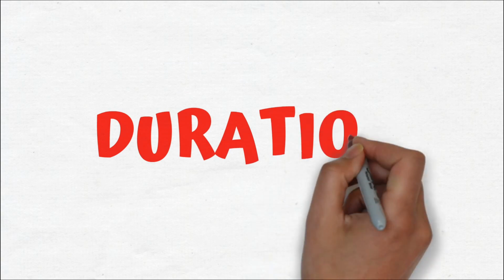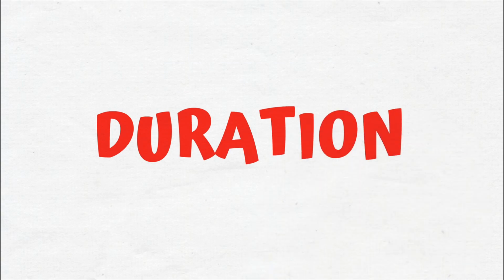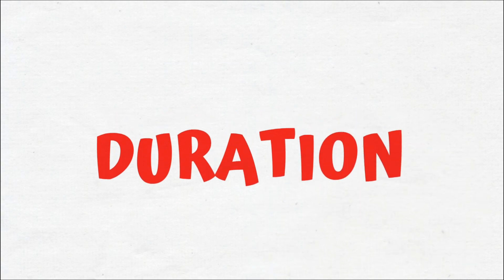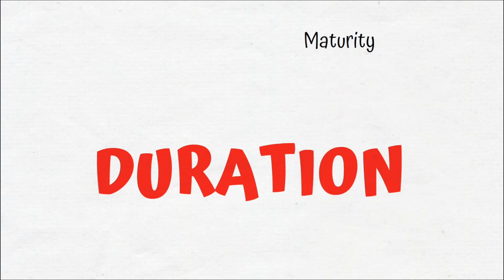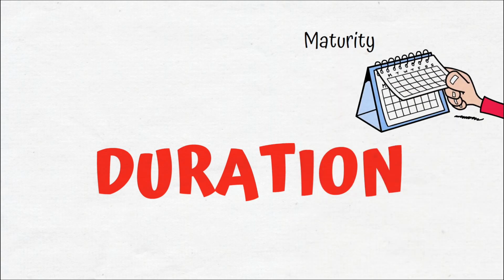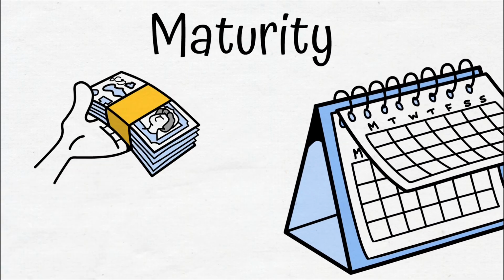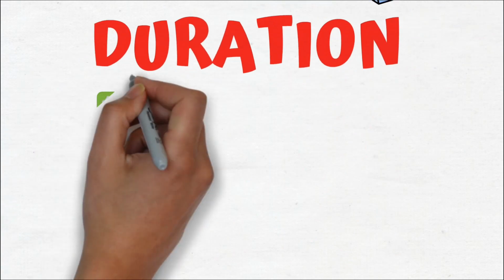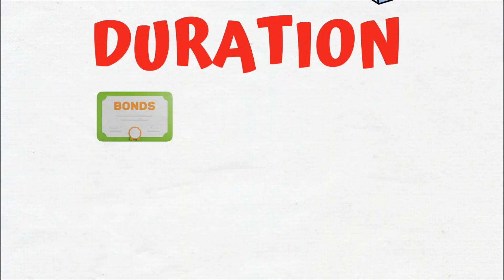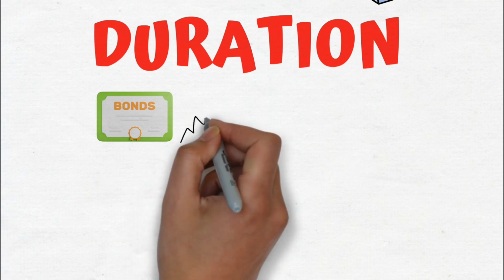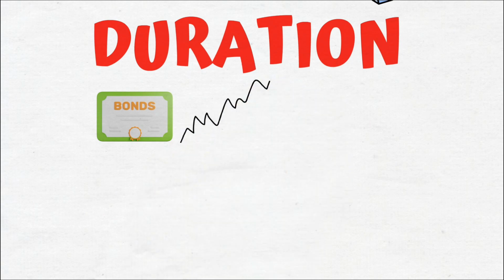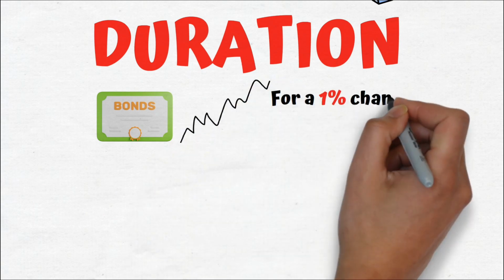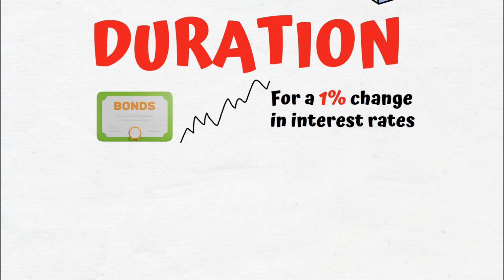Duration is one of the most misunderstood metrics in bond investing. People often confuse it with maturity. Yes, both are measured in years. But while maturity is the number of years until the bond repays its principal, duration is far more insightful. Duration tells us how much a bond's price is expected to change, in percentage terms, for a 1% change in interest rates. In essence, it's the sensitivity gauge of a bond.